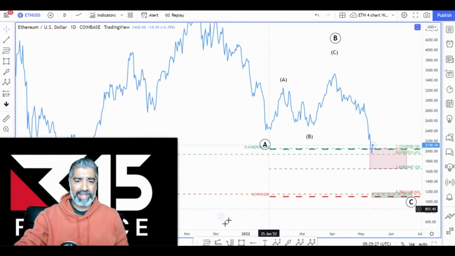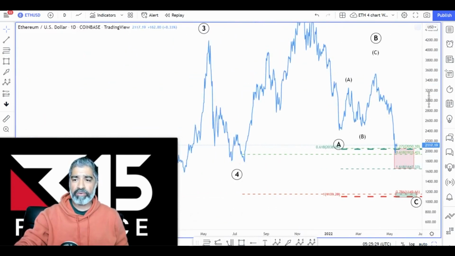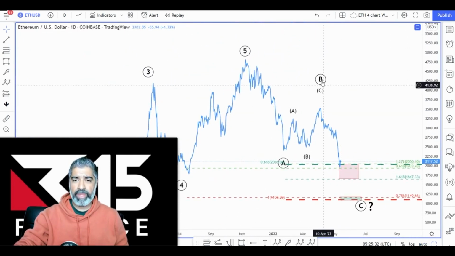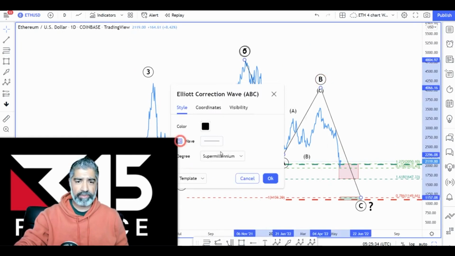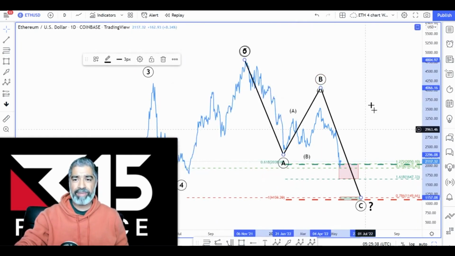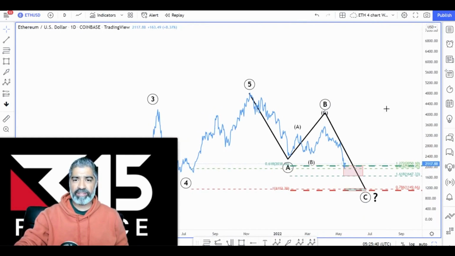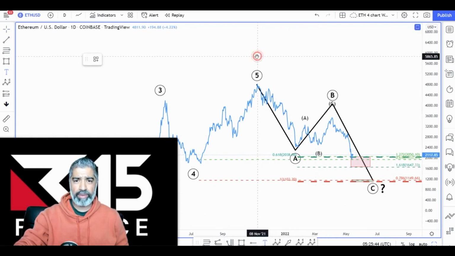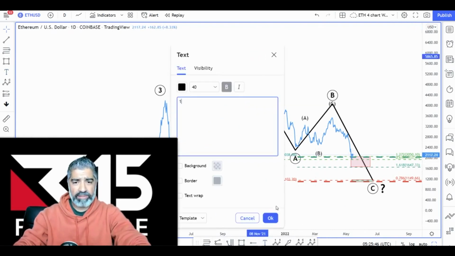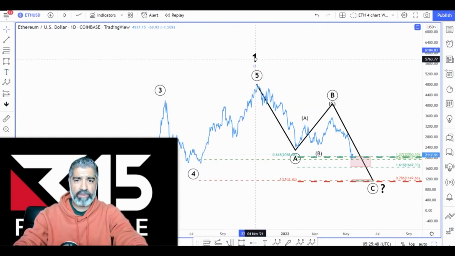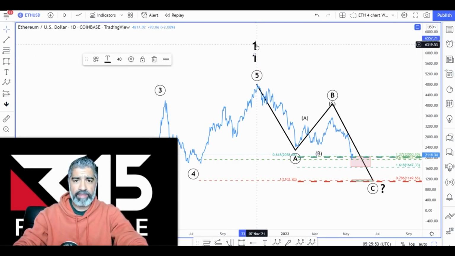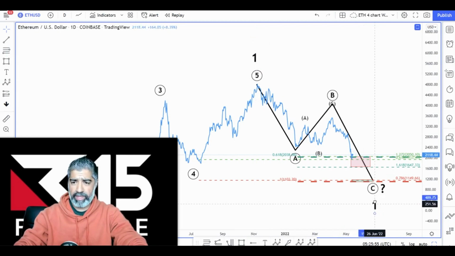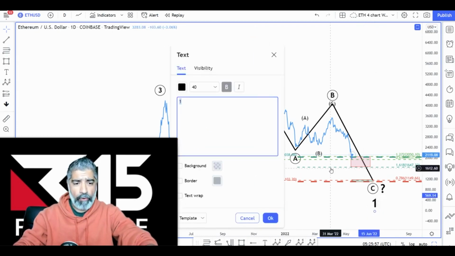And then when we coincide that with a macro picture of what we're looking at here, let me just draw it like this, of this ABC correction, what this really is, if you're familiar with the basics of Elliott wave, is it looks like that this is a wave 1. Okay. And then down here is potentially forming a wave 2.